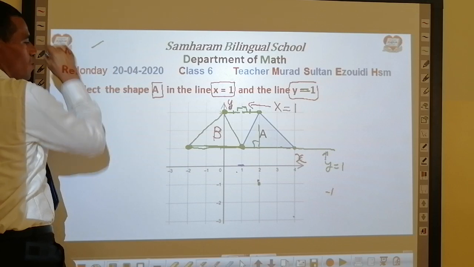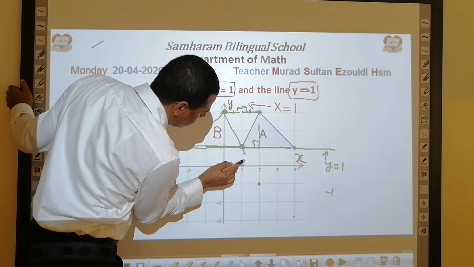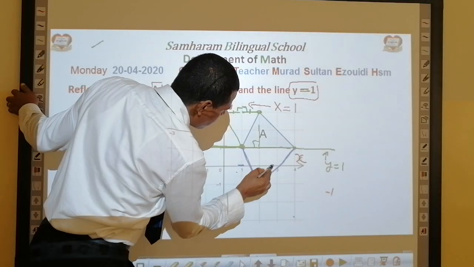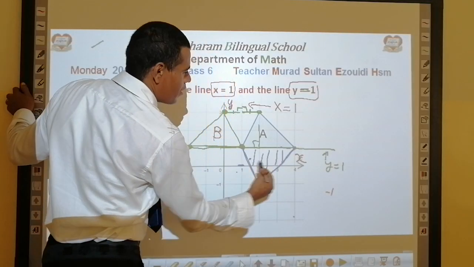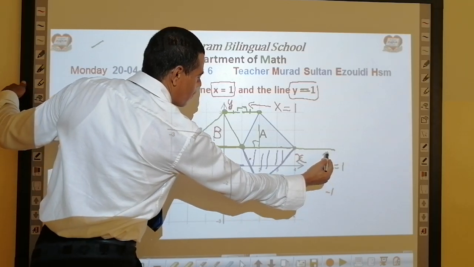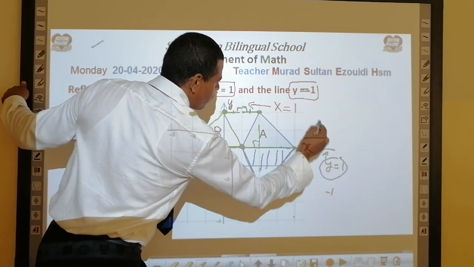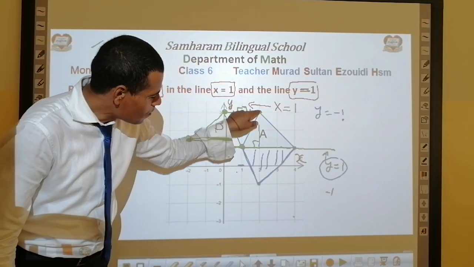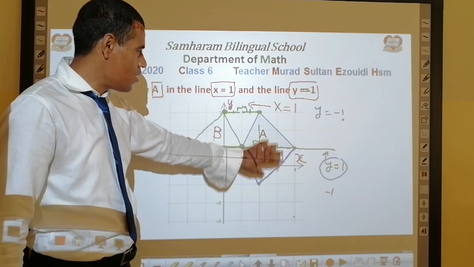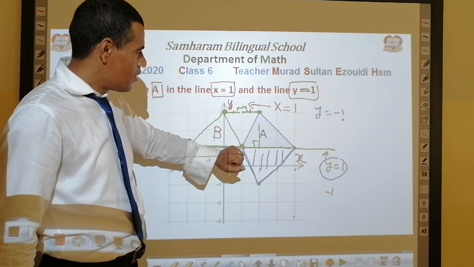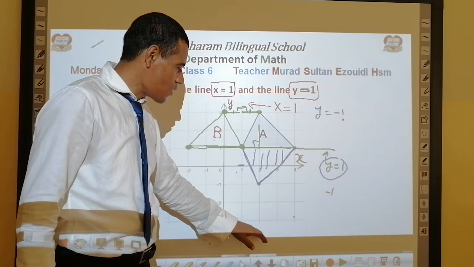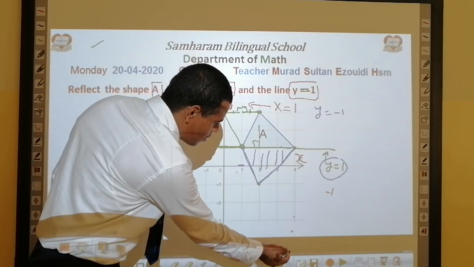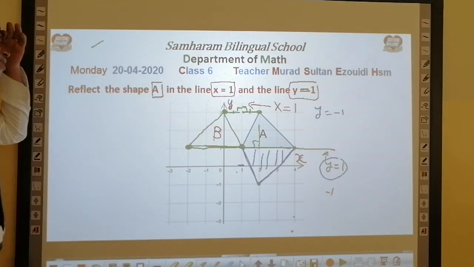So now we will draw my triangle. This is the triangle, the image of this in the line of reflection y equal 1. Because if it were y equal negative 1, the image of this point would be very far down, and if we would like to draw the image of this, we would need at least 3 other squares. So I change it to y equal 1.